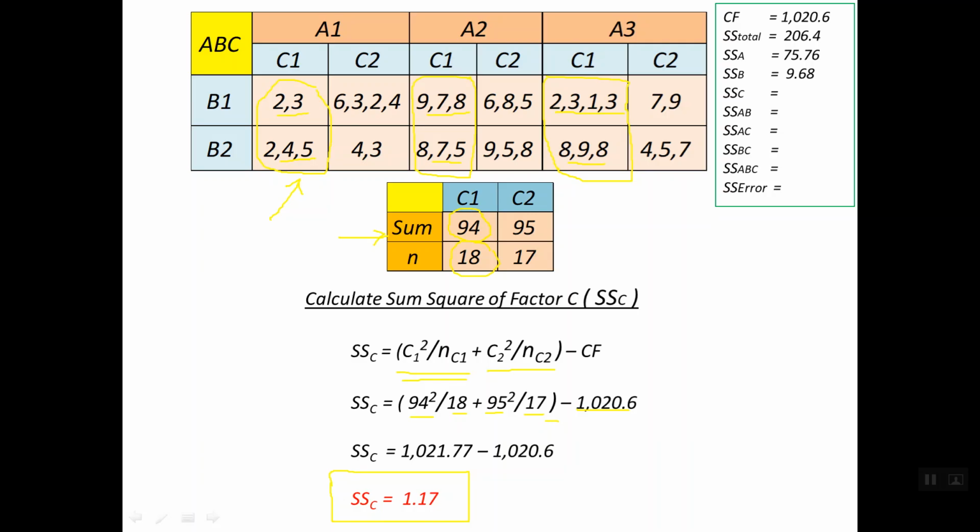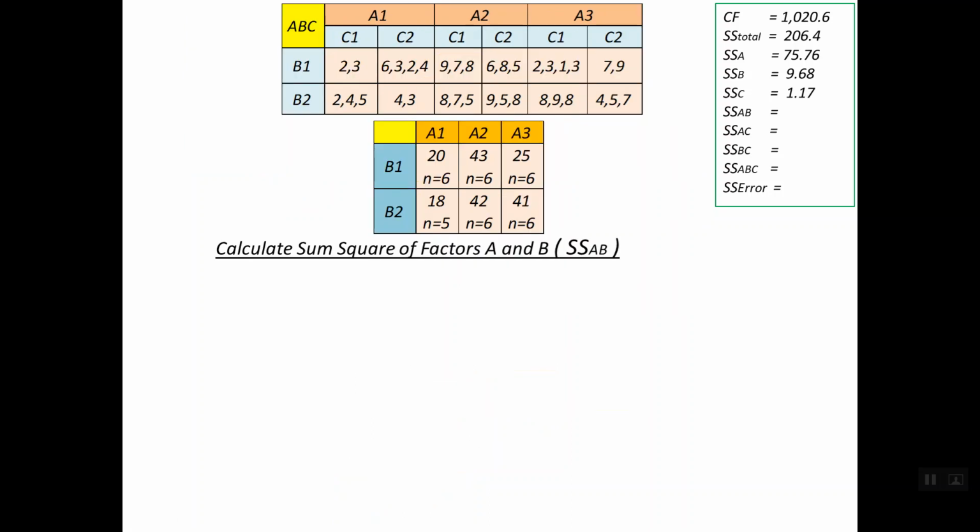Notice the value of SS for the factor C is a little bit small, so the chance here to reject the null hypothesis is very small. By this, we account for the SS for the main factors A, B, and C. Now we need to calculate the SS for the interactions between the three factors, and we start with the SS for the factors A and B, which is SSAB.